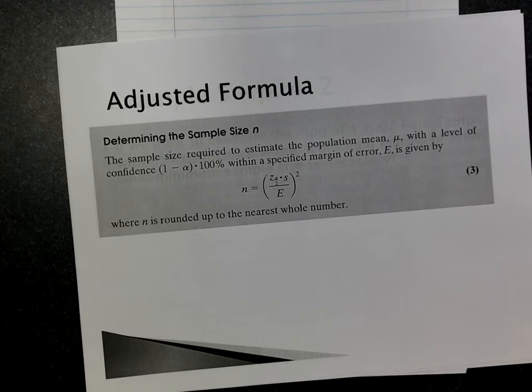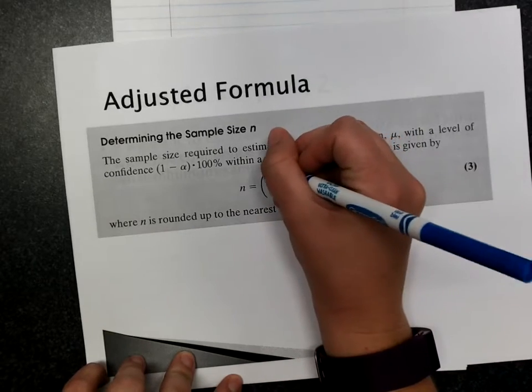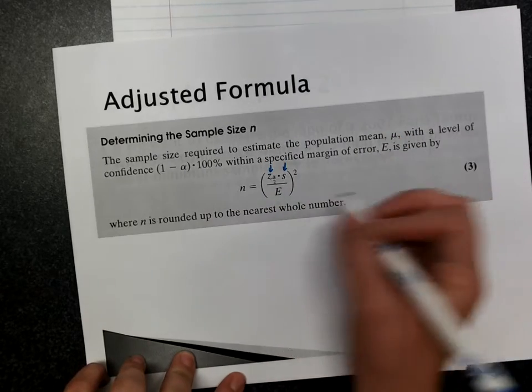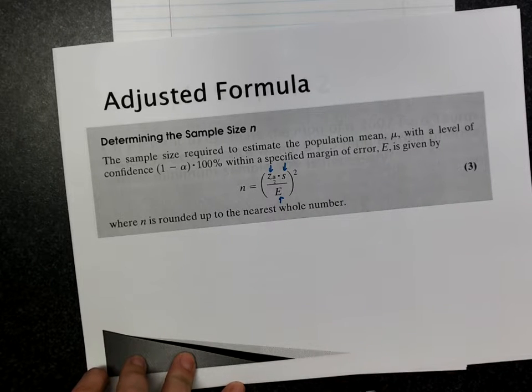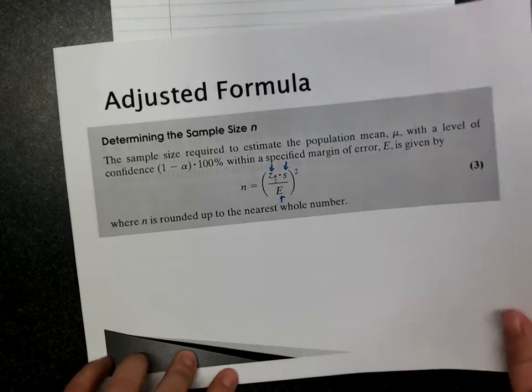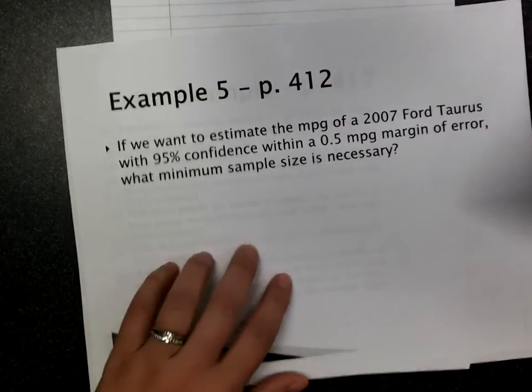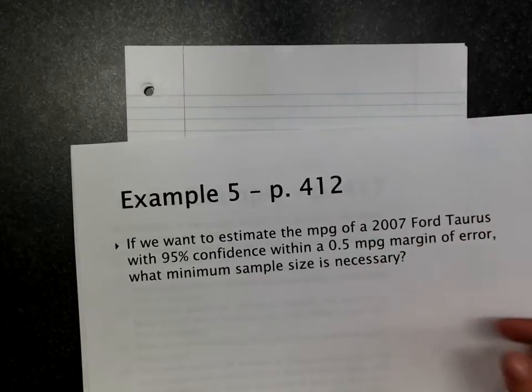So here it is. We have the sample size, we have the critical value times the standard deviation divided by the margin of error, and the whole thing gets squared. Pretty straightforward with the adjusted formula. So here's an example of that.